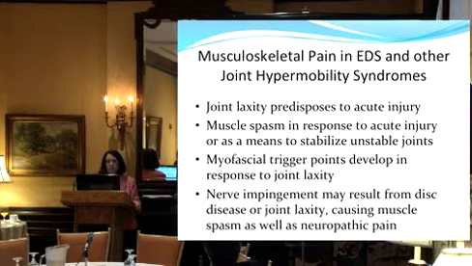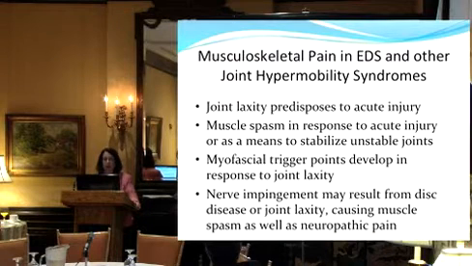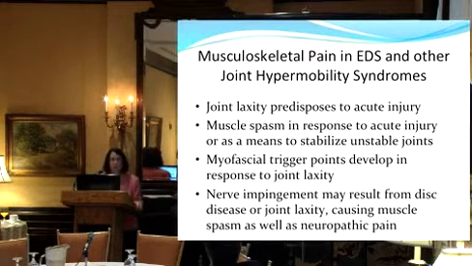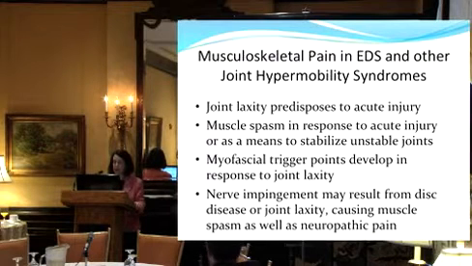In terms of the musculoskeletal pain, we know that joint laxity predisposes to acute injury, and that muscle spasm in response to that acute injury may be a cause of pain, or it may occur as a means to stabilize the unstable joints. In addition, myofascial trigger points develop in response to joint laxity, and we may get neuropathic pain as a result of nerve impingement from disc disease or from the joint laxity.